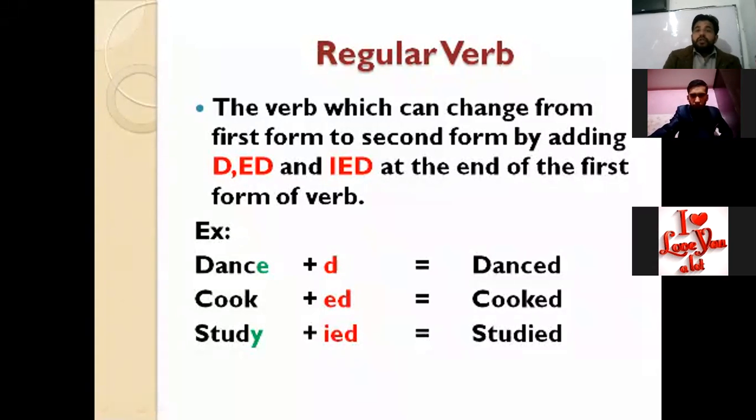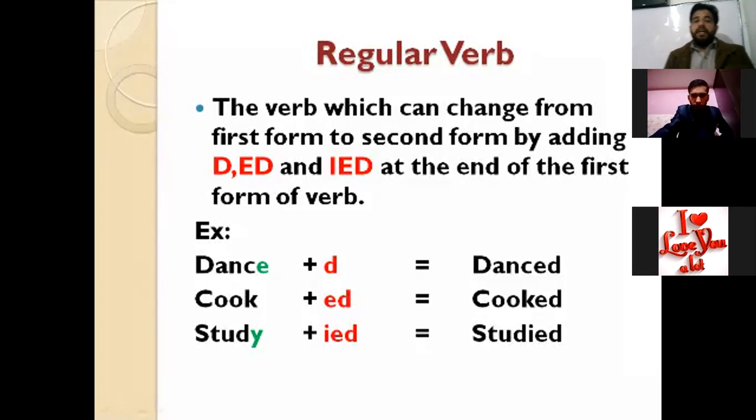Okay. So there are two kinds of verbs: regular verbs and irregular verbs. Regular verbs are those which can change from first form to second form by the help of D, ed, and ied. So that is the simple rule. We normally have 5 forms of verb. If you want to change them from first form to second form especially, we can change it by the help of D, ed, and ied.